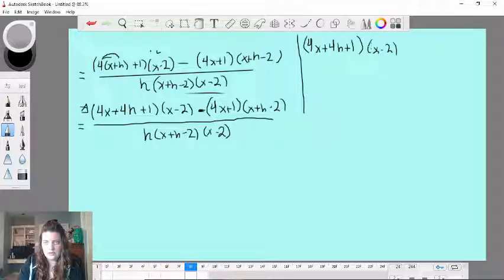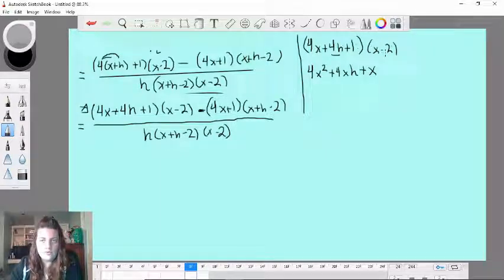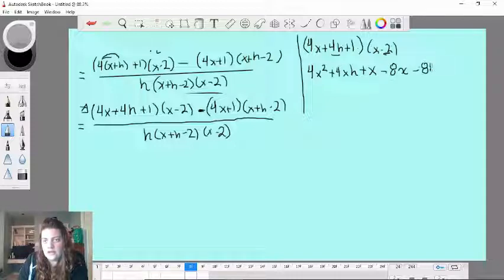To do so, x has to multiply by each of these three terms, and so does negative 2. So x times 4x is 4x squared. X times 4h is plus 4xh. X times 1 is plus x. And then you have to multiply the negative 2 in. So negative 2 times 4x is negative 8x. Negative 2 times 4h is negative 8h. And negative 2 times plus 1 is negative 2. So that's our first part.